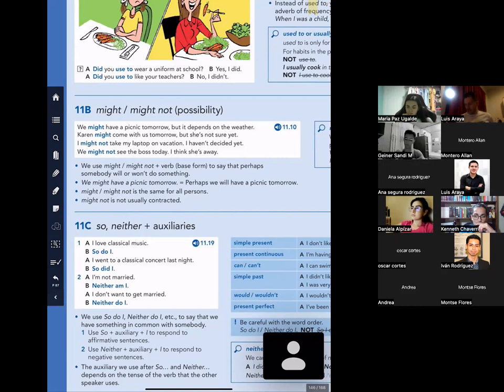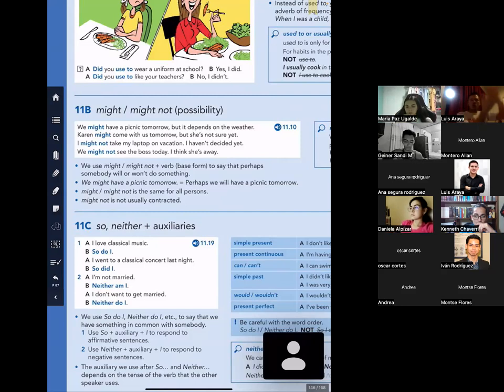Karen might come with us tomorrow, but she's not sure yet. I might not take my laptop on vacation. I haven't decided yet. We might not see the boss today. I think she's away. It says we use might and might not plus the verb in base form. This is very, very important, guys. And remember this: after might, the verb will never ever be affected. It's always going to be in the base form. No S, no past, nothing.